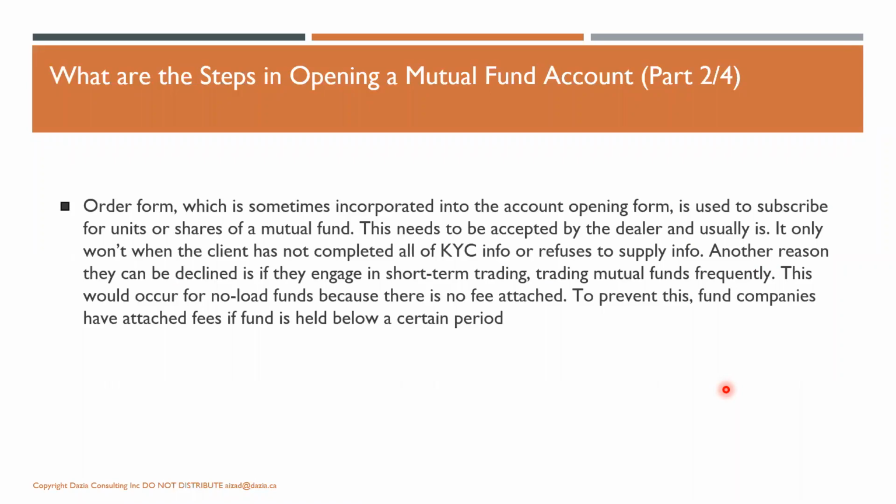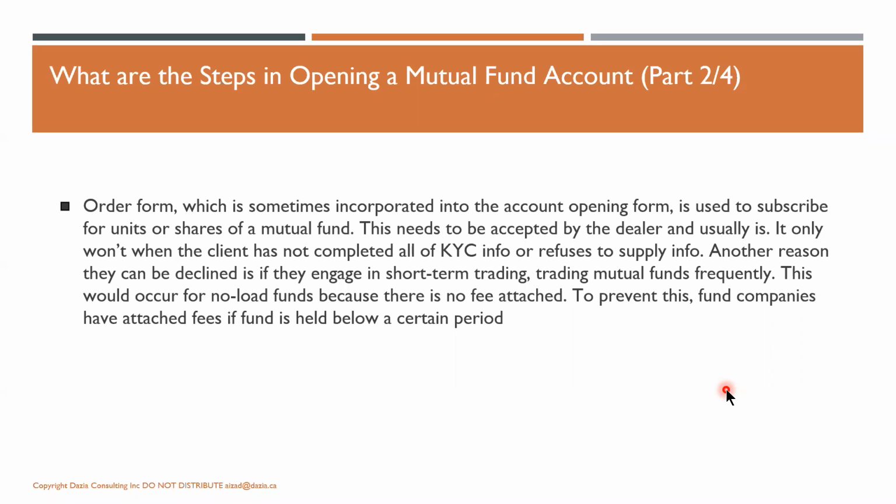So there's an order form. Obviously now it's all in the computer. Before, you had to write out the order form, but now you just enter the information about, of course, the units or shares of the mutual fund. So you have to make sure you have the right code. Every mutual fund has a code, and you need to make sure that you put in the right information.